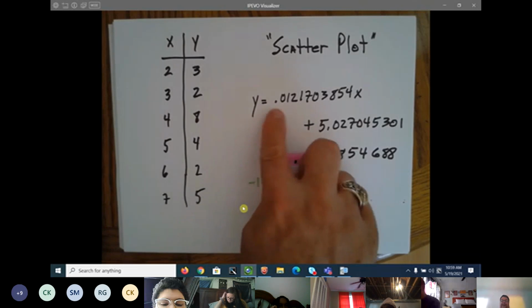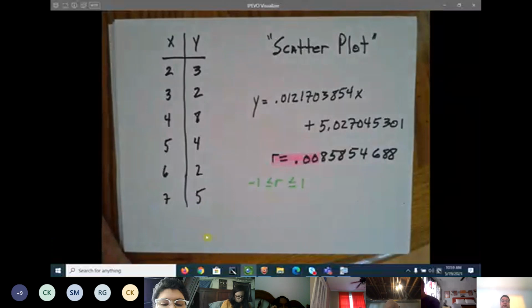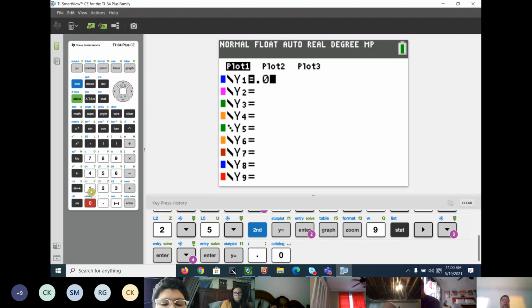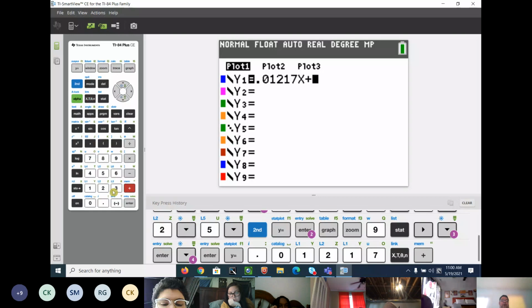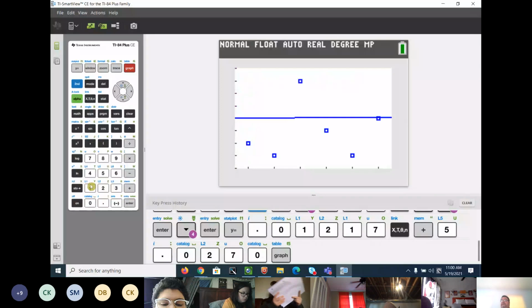So let's graph this on our scatter plot, and let's see if it's a horizontal line. I'm going to take my calculator and hit y equals, and I'm just going to take it to the 5th decimal point: 0.01217x plus 5.0270, and graph. And it's just about a horizontal line.